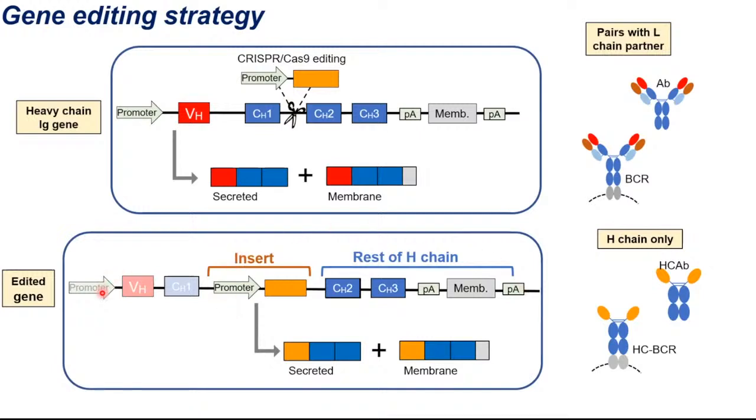So now, instead of this promoter governing which gene is made, this inserted promoter works and it produces these products, the orange and blue spliced together with and without the extra gray membrane. And these products are heavy chain only components. These comprise these heavy chain only antibodies and the matched B cell receptor. So that's the basic gene editing strategy. At least that was the idea we had.